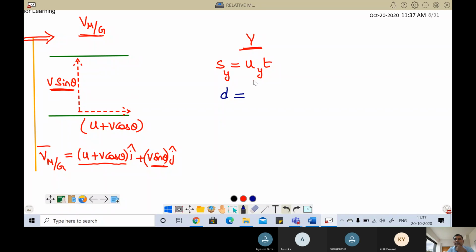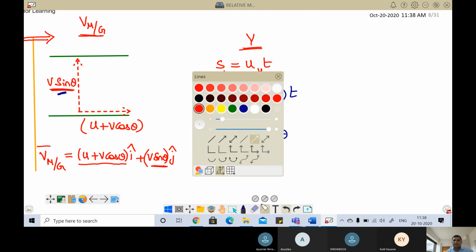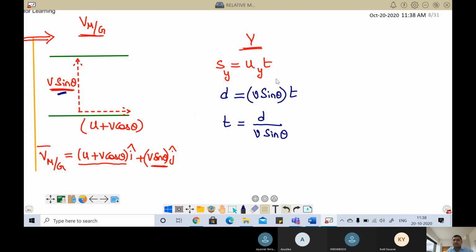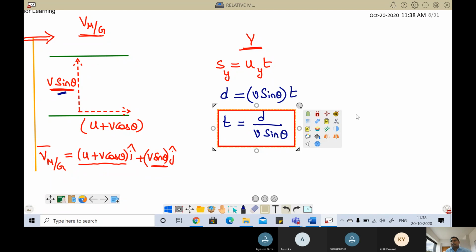D is equal to, what is the velocity in Y direction? V sin theta into time. So from here, what is time? D by V sin theta. This is a very important equation. T equal to D by V sin theta.